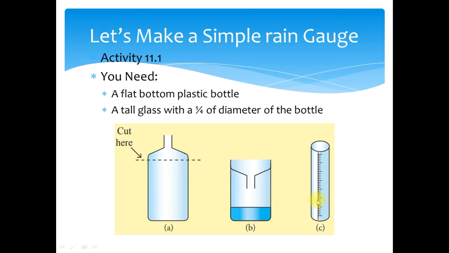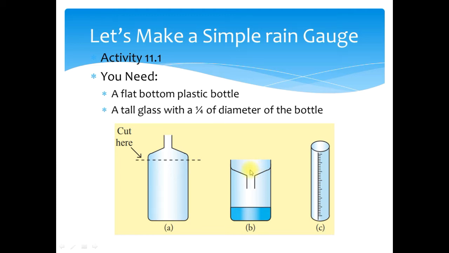After that, divide the height of that water into 10 similar parts from the bottom of the glass to that mark. Now that one part denotes 1 millimeter of the rainfall. Now you can use this setup as a rain gauge.